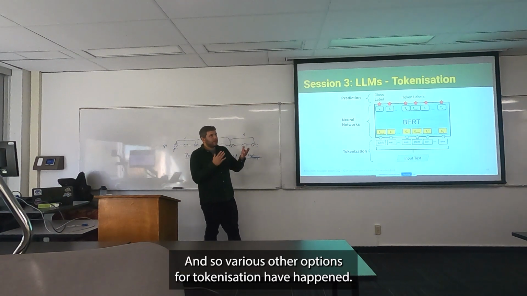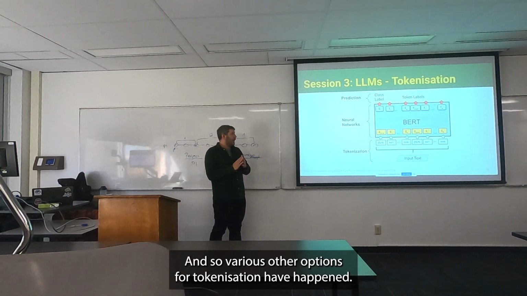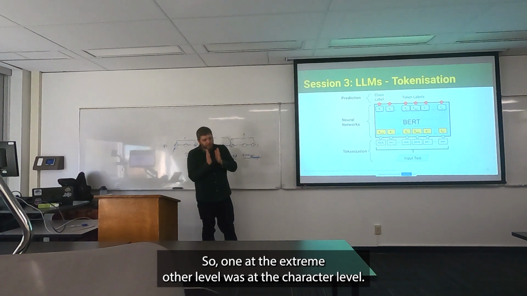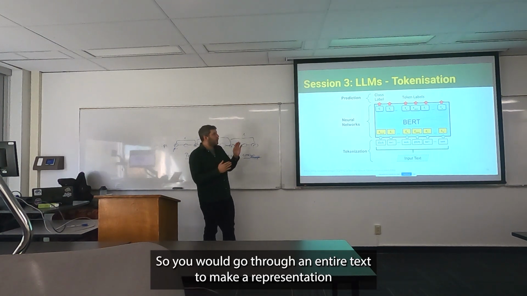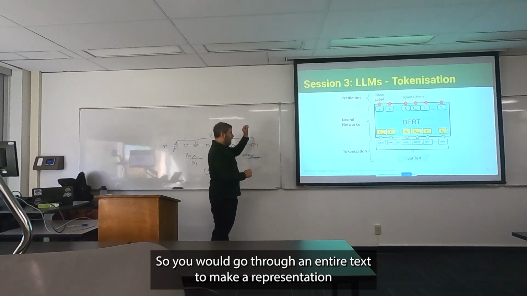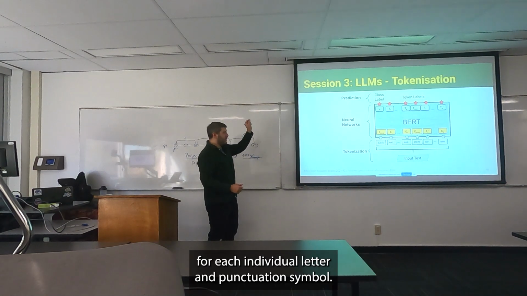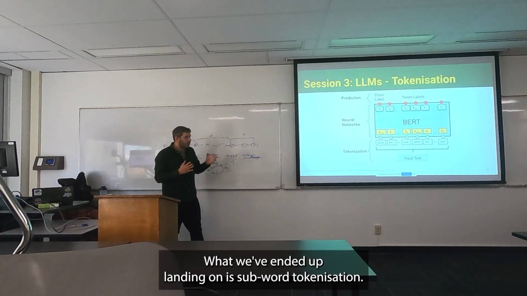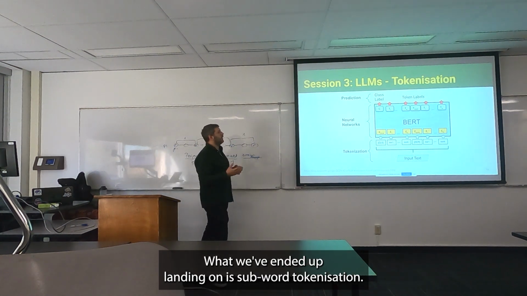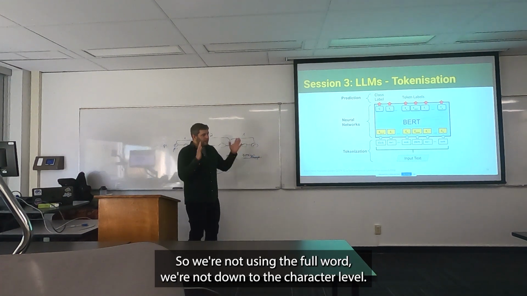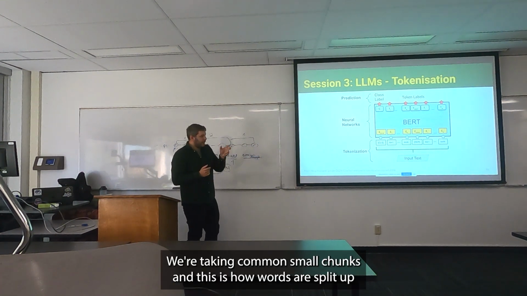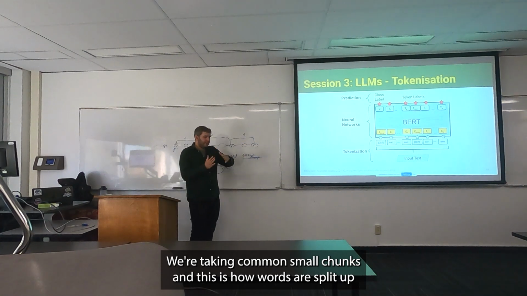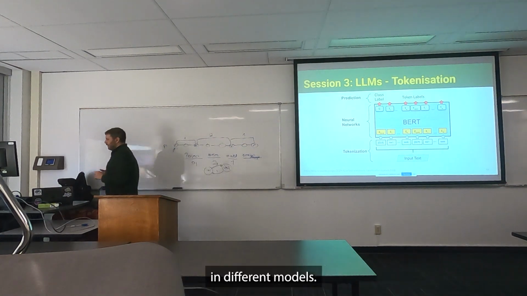And so various other options of tokenization have appeared. One extreme is the character level, where you go through an entire text and make a representation for each individual letter and punctuation symbol. Different models have different tokenization schemes. What we've ended up landing on is sub-word tokenization. We're not using the full word, and we're not down at the character level, we're taking common small chunks, and this is how words are split up in different models.